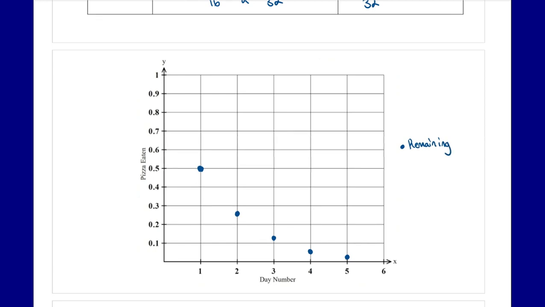If we want to graph the pizza eaten, we would also have half on the first day, so half the pizza was eaten. On day 2, we have 0.75. Day 3, we have 0.875. Day 4, we have 0.93. And on day 5, we have 0.96. We have two different versions going in opposite directions for pizza remaining and pizza eaten.